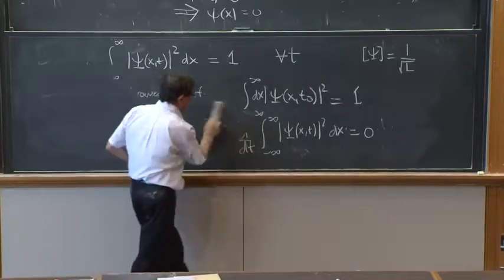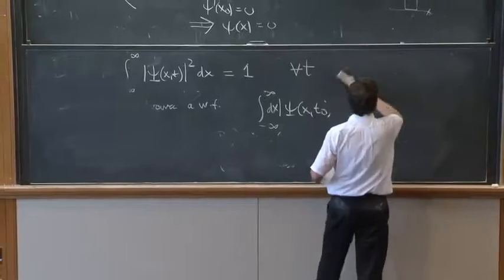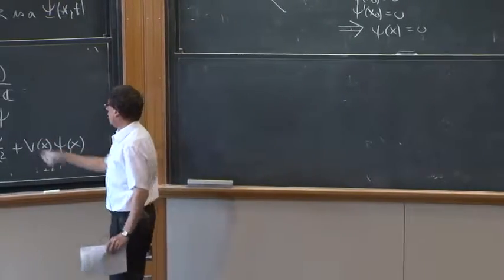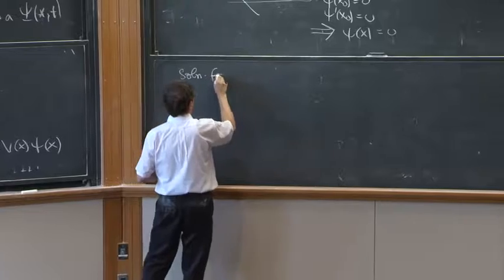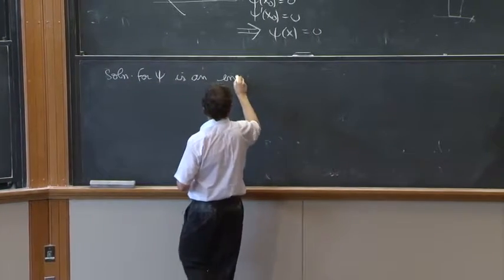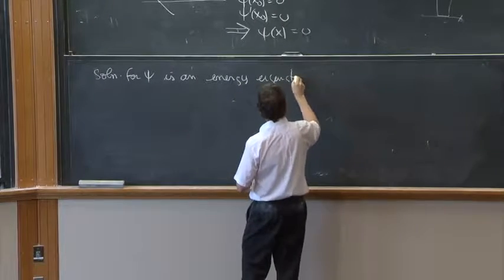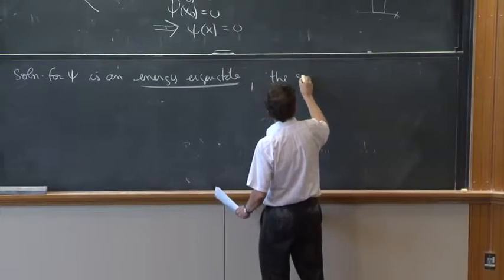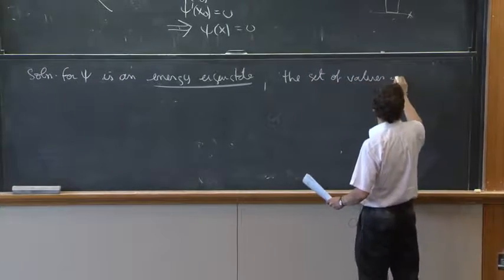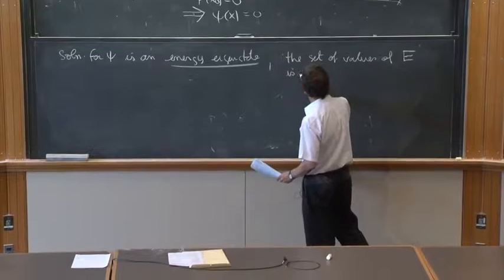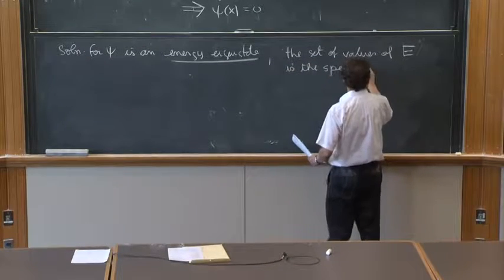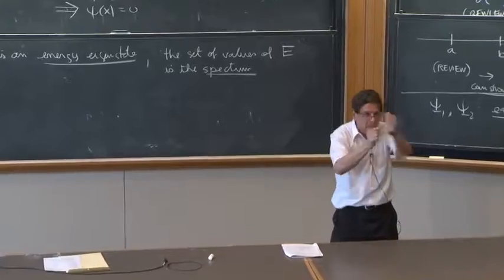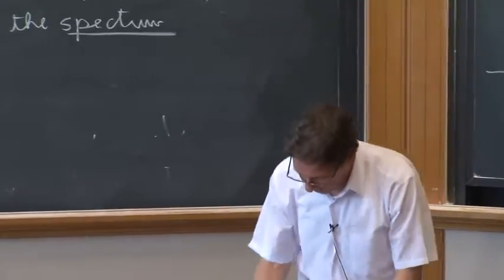So what is an energy eigenstate? Well, it's a solution of this equation. A solution psi is an energy eigenstate. Then the set of values of E is the spectrum. And if there is a value of E that has more than one solution, we say the spectrum is degenerate.